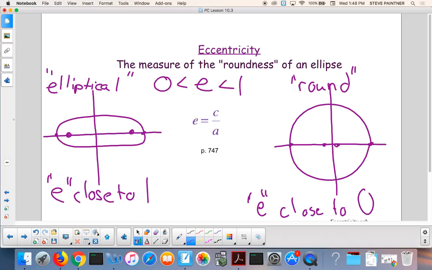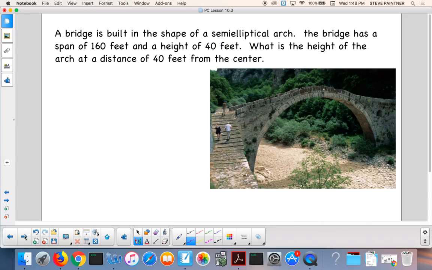Okay, how are we on this? 1 through 4. Eccentricity. Okay, you keep moving. Good friend, application problems.